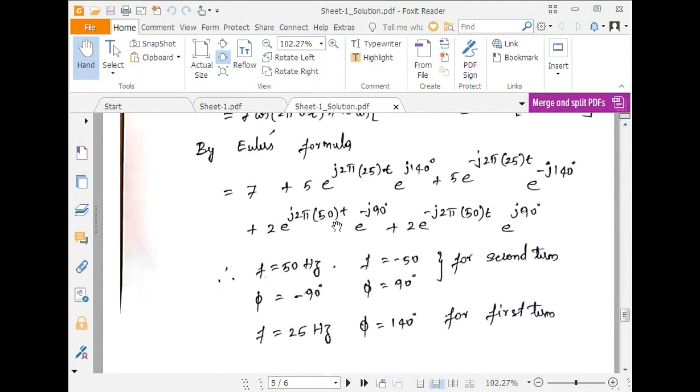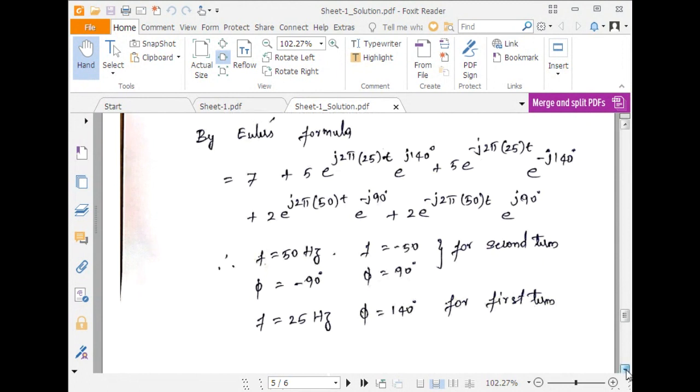Clear? At 25 hertz, the amplitude is 5, and minus 25 hertz, amplitude is 5. At 50 hertz, amplitude is 2, minus 50 hertz, amplitude is 2. Is it clear? And at 0 frequency, okay, good.